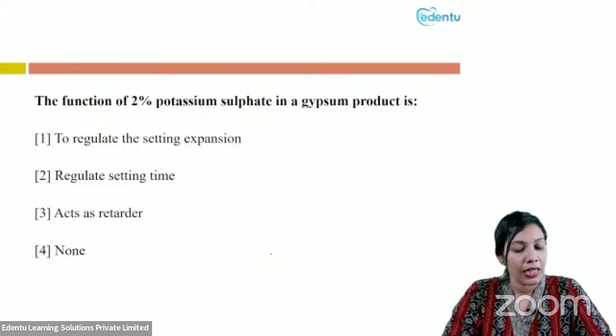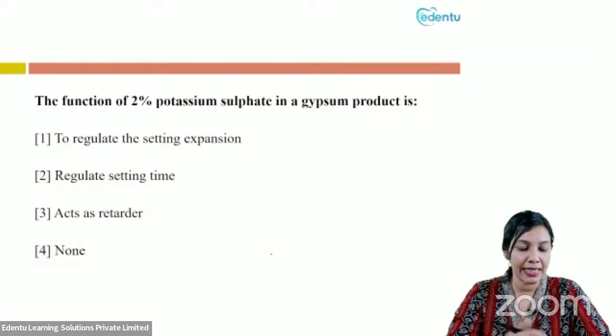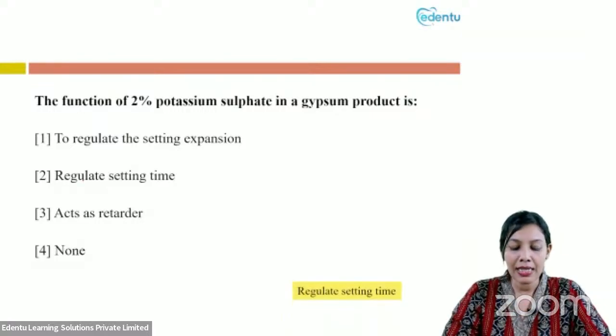The question: the function of 2% potassium sulfate in a gypsum product is. So we already know it is an accelerator, and we already studied accelerators and also retarders, which often inhibit the setting time or regulate the setting time. So the answer is it will regulate the setting time.